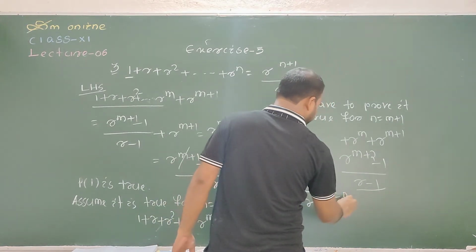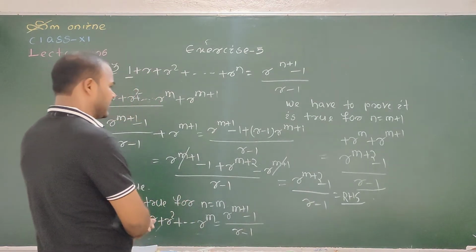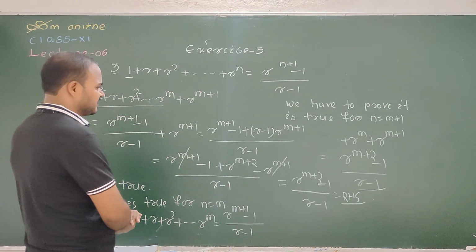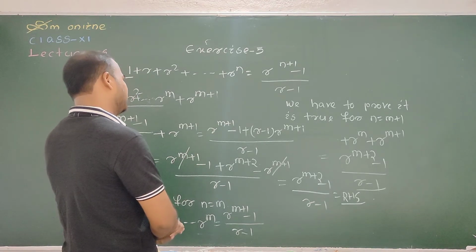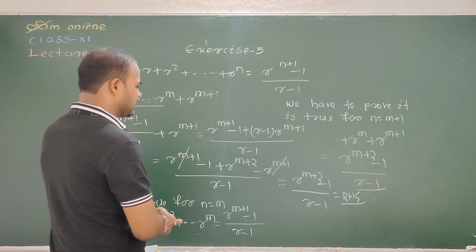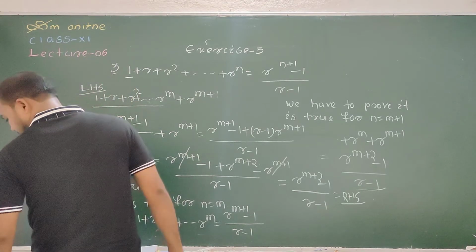Okay, so we took LHS and we have to prove RHS. So the given statement is true for what? n equal to m plus 1, for which it is true for n equal to m. Hence by principle of mathematical induction this is true. Okay, now move to question number 4.